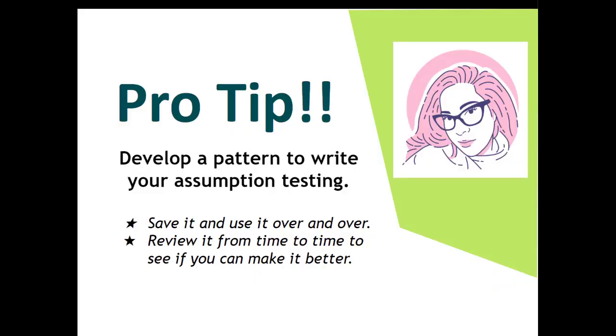Today I have something special for you. I have a pro tip. Develop a pattern to write your assumption testing. Save it and use it over and over again. It's as easy as saving it on a Google Doc or a Word doc, or whatever it is that you use to write your papers. Save it and use it over and over. Review it from time to time to see if you can make that template better. That way you'll never forget what you've done, what you haven't done, and that you've added all the pieces in order to check all the different attributes for assumption testing.